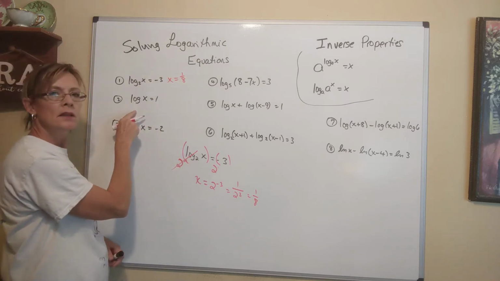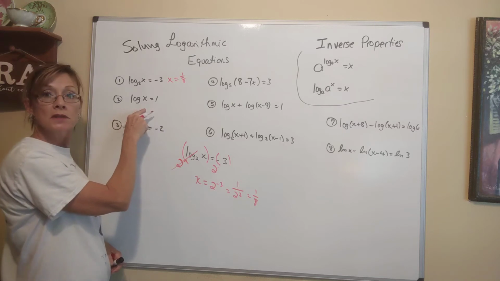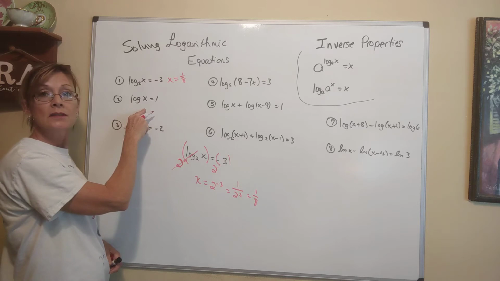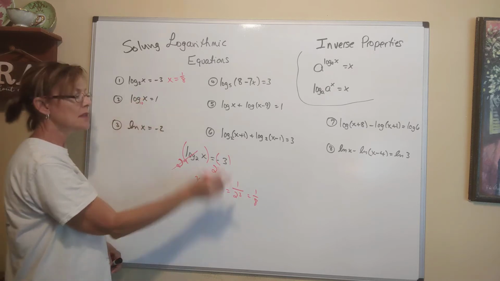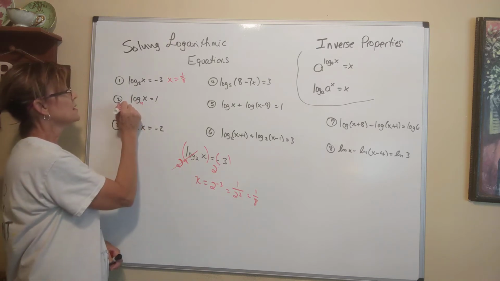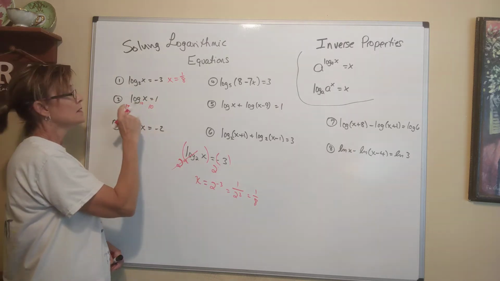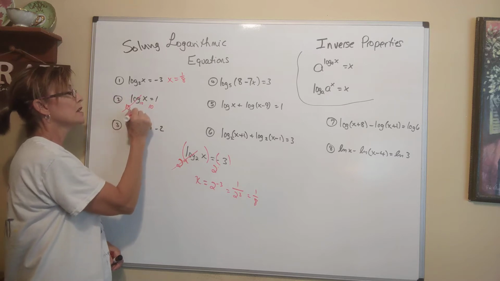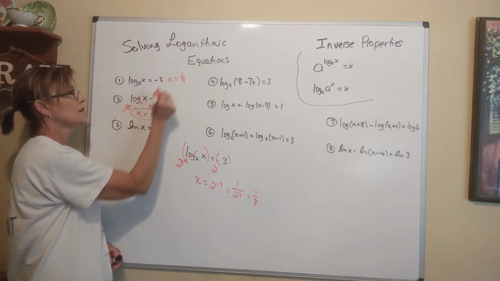How about number 2? This is the log. What is the base here? We don't see it, so we understand it to be the common log, so this is base 10. How can I solve this? The same way I just did this one. I'm going to raise both sides by the base: 10 to the this equals 10 to the that. 10 raised to the log base 10 of x, these are undoing each other. I just get x is equal to 10 to the 1st power, or 10.